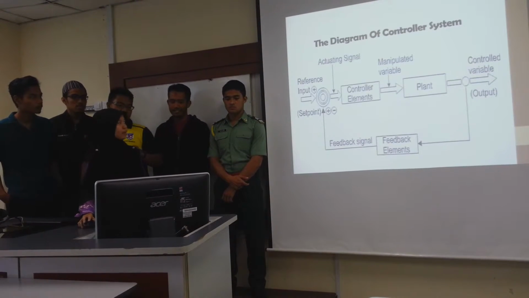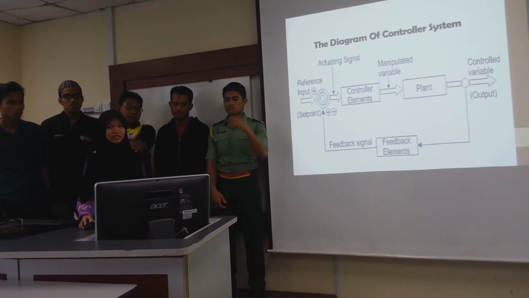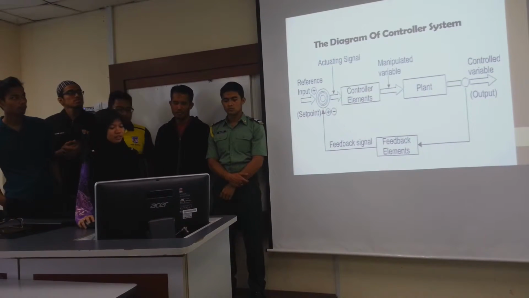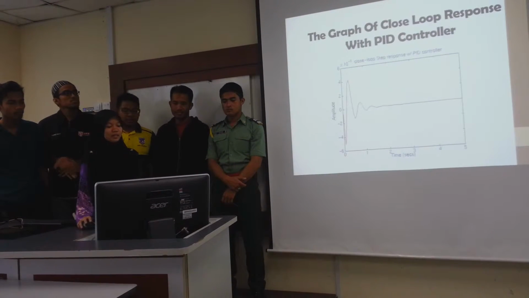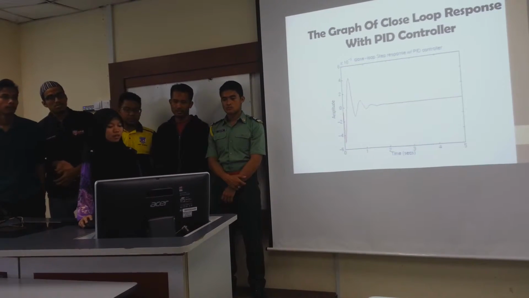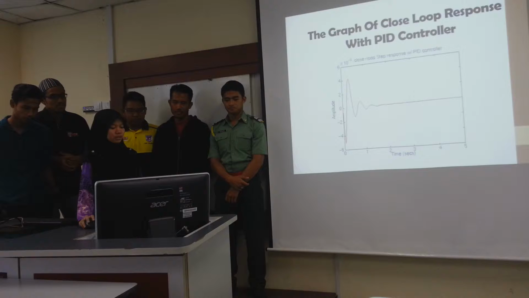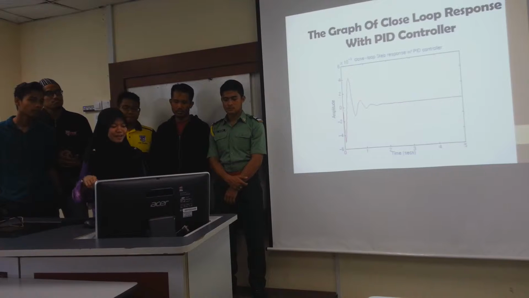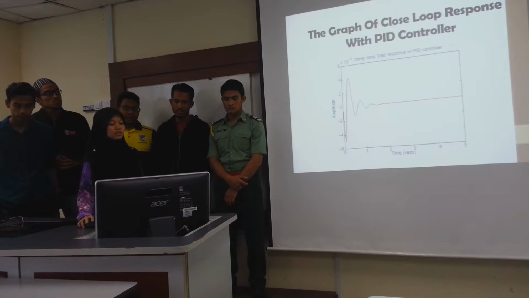Okay, this diagram shows the location of the controller element. We can see it is between the set point and the plant. This graph shows the PID controller of the closed loop, where we can see the amplitude of this graph. Firstly, it will increase, and after that decrease, increase, and finally it becomes constant.